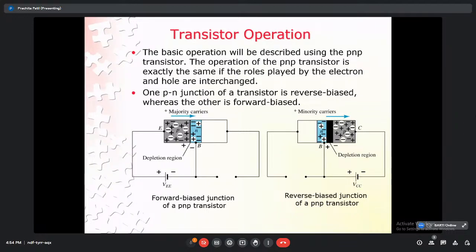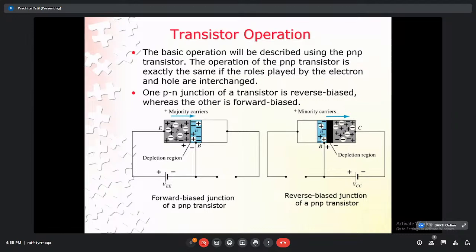Most of the basics I have tried to cover. Now let us discuss further. If we look at the transistor operation, the basic operation will be described using the PNP transistor. The operation of the PNP transistor is exactly the same if the roles played by the electron and hole are interchanged. So we can simply swap the roles of the hole and electron.